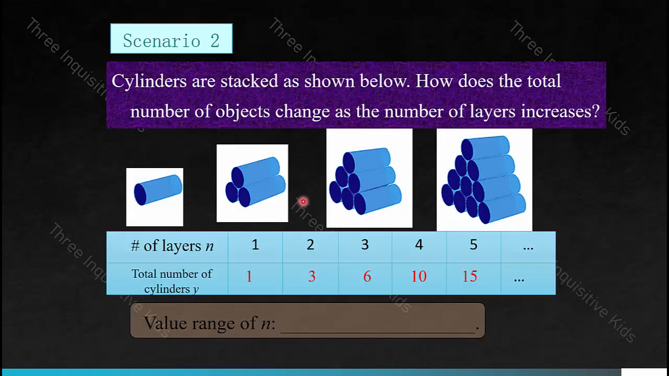Now let's look at our second scenario. Cylinders are stacked as shown below. How does the total number of objects change as the number of layers increase? So again, we have our table here. What is the value range of n?